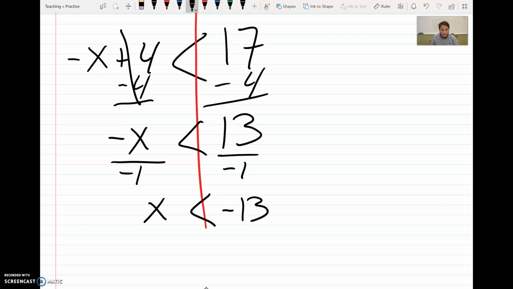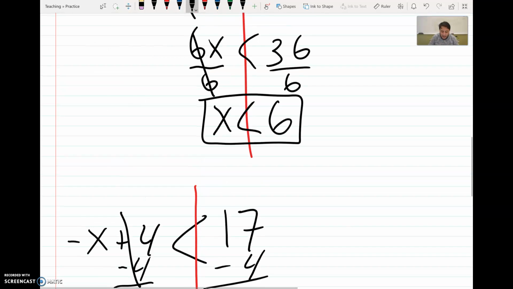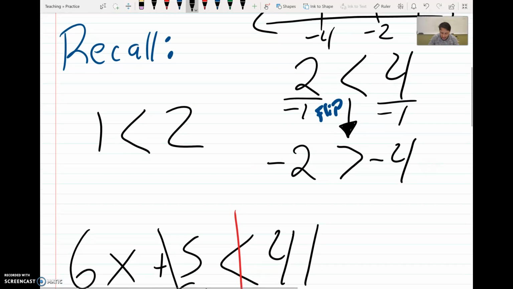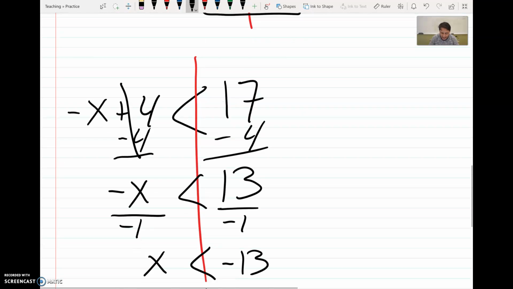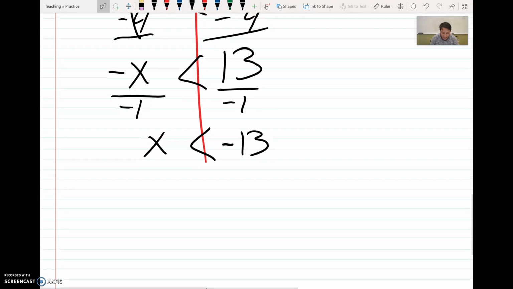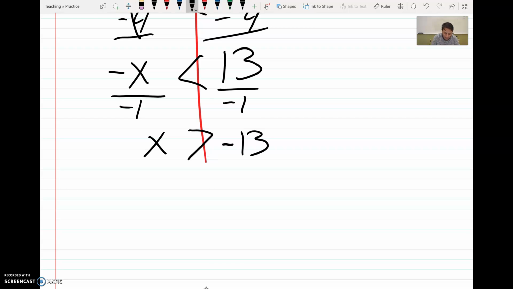But be careful, right? Going back to our recall number 2 here, if I divide by a negative number or multiply by a negative number, I need to flip my sign. So this isn't actually x less than negative 13, it's x greater than negative 13. And that's it, guys. That's all there is to solving inequalities. It's the same thing as solving equations.